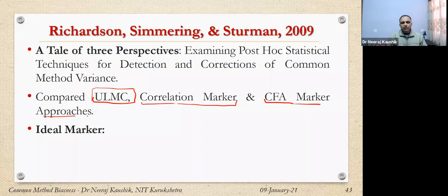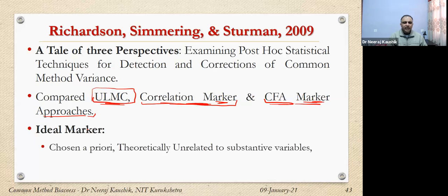Now, the CFA marker approach was given by Williams, but they didn't name it such. Richardson, etc., said there is a CFA marker approach. So three sorts of approaches they have compared. ULMC is one post hoc. The correlation marker approach is post hoc also, and a priori also. A priori, you have a separate variable and then remove its effect, or you can take the lowest correlation and remove the effect. And CFA marker is a priori. Marker is an a priori variable.